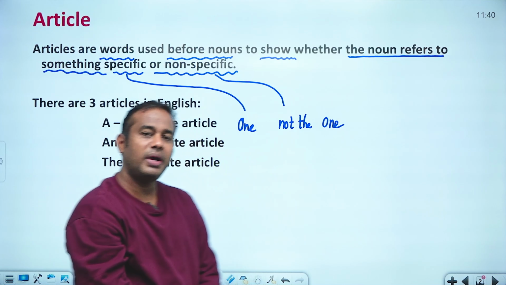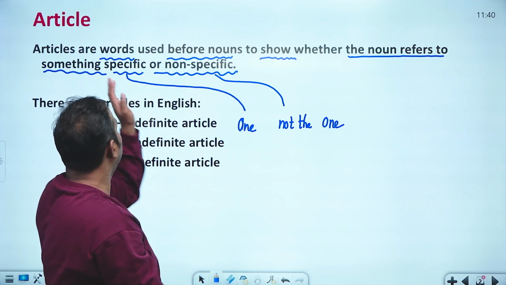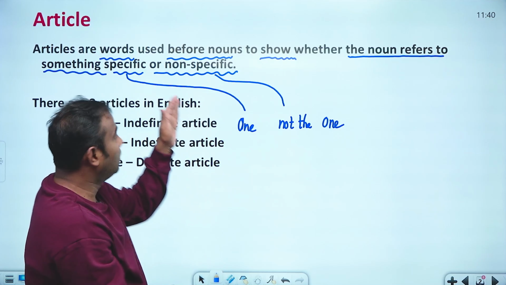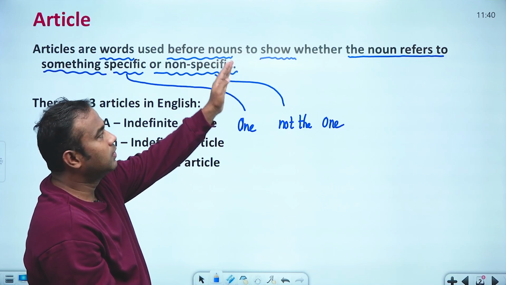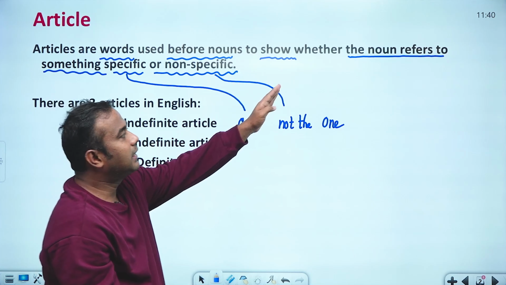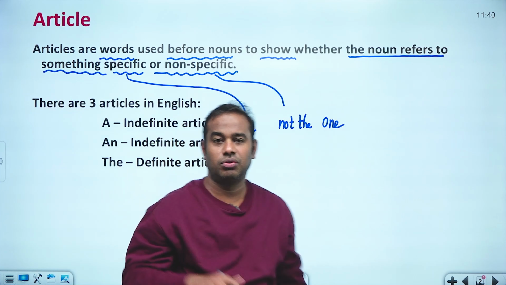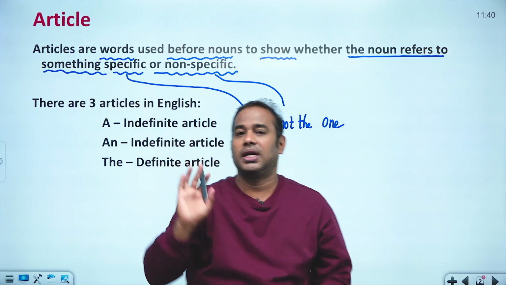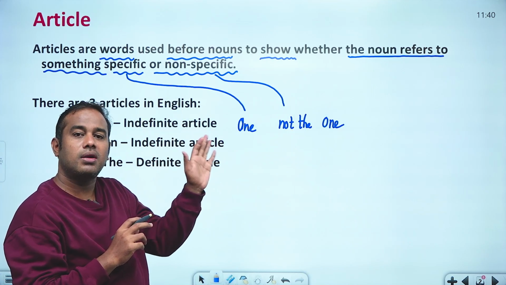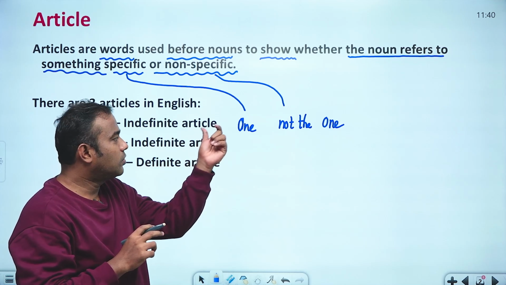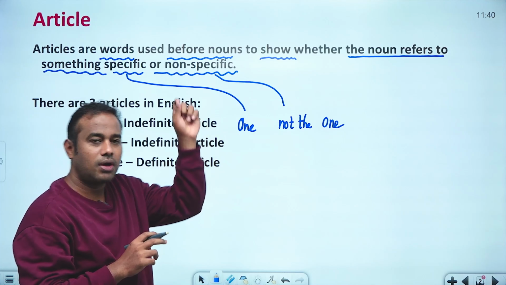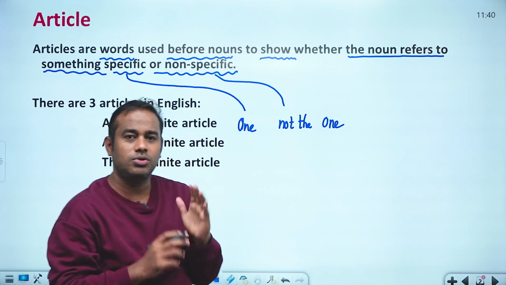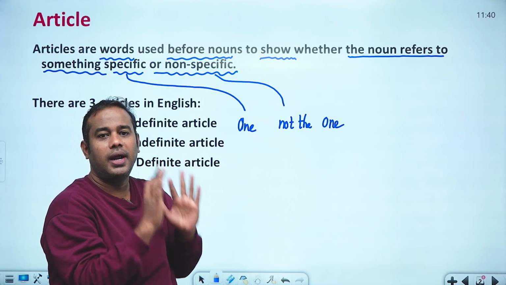So let me read the definition again. Articles are the words used before nouns to show whether the noun refers to something specific or non-specific. So whether you are going to talk about the one that you are going to talk about, or whether you're not going to talk about the one that you are going to talk about. So this is a very simple definition.